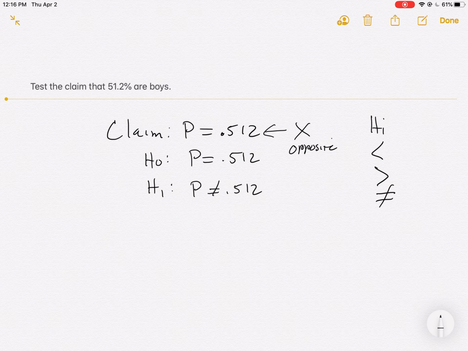So that's an introduction to finding the null hypothesis and alternate hypothesis. Again, the wonderful thing is you get to practice this in every single 8.2 and 8.3 problem.